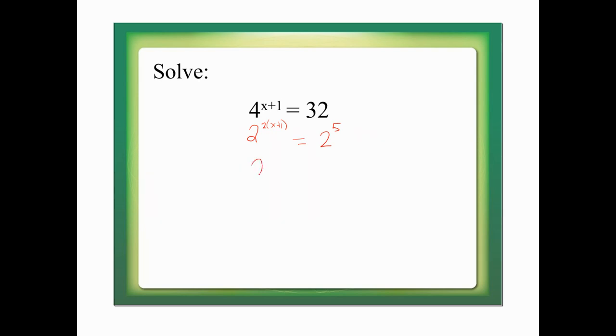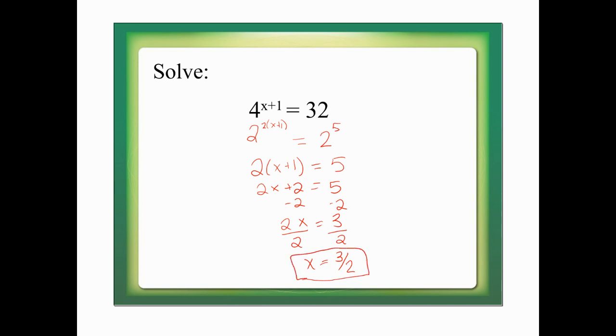So if we take a look, I have 2 times x plus 1 equals 5, now that I have the same base. You can do this in multiple ways, but if we distribute, you get 2x plus 2 equals 5. Subtract 2. 2x equals 3. And oh, we might get a fraction as an answer. Don't be afraid of that. Please leave it as the exact 3 over 2, not 3 over 3. All right. If you have any questions, let me know.